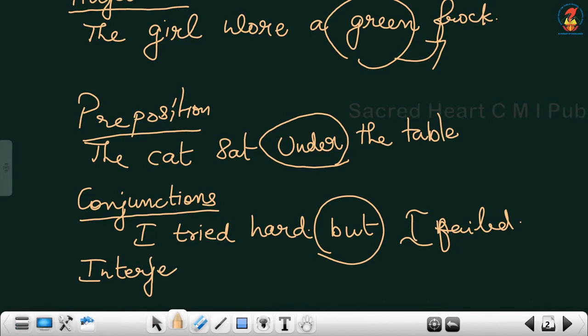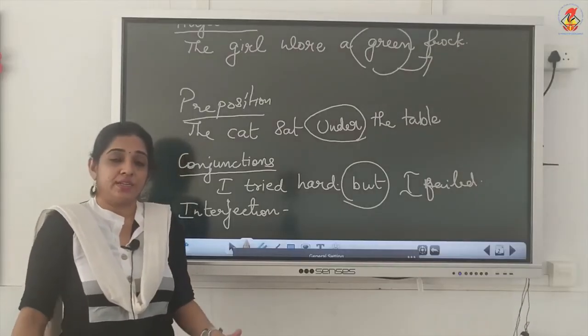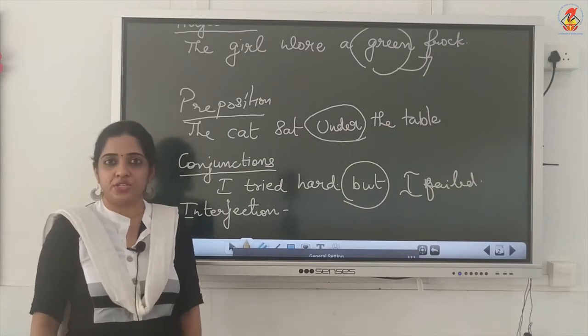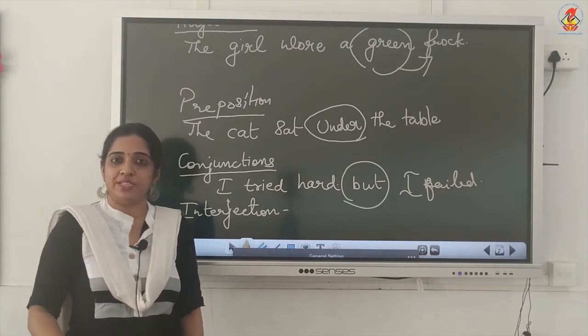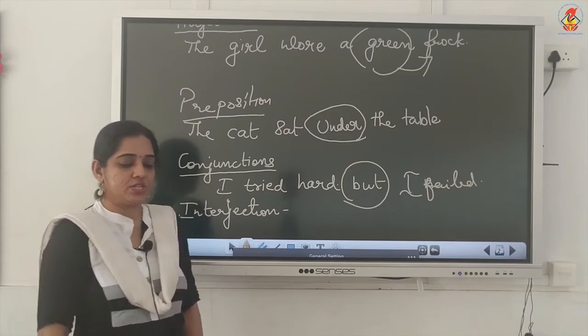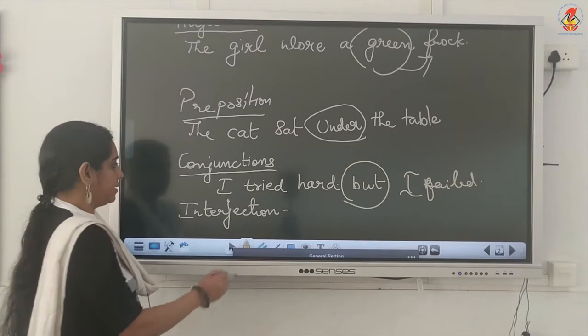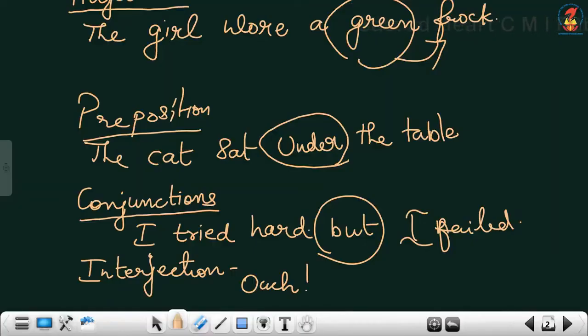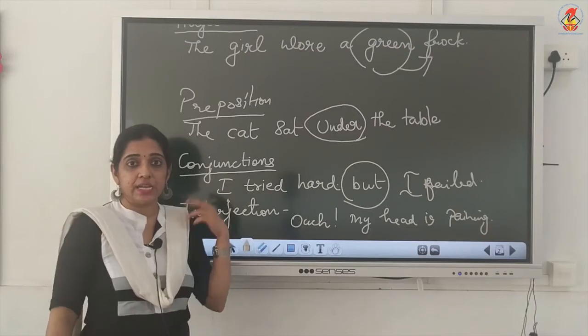Now let us move to interjections. What is an interjection? Interjections are words which show sudden emotions, feelings of surprise and all. Hooray, wow, ouch, all these are interjections. See the word written in bold in the textbook: hooray, my team has won. I'm writing ouch, O-U-C-H. This is an interjection. Ouch, my head is paining, or ouch, I fell down from the stairs. So ouch is a word which shows sudden emotions. These words are called interjections.